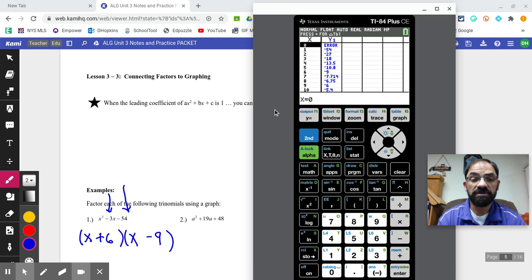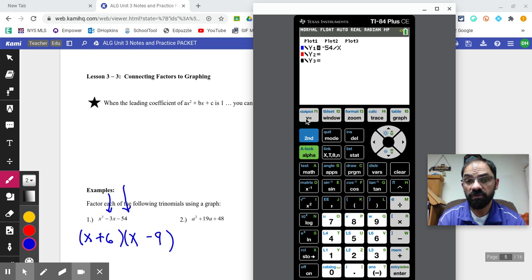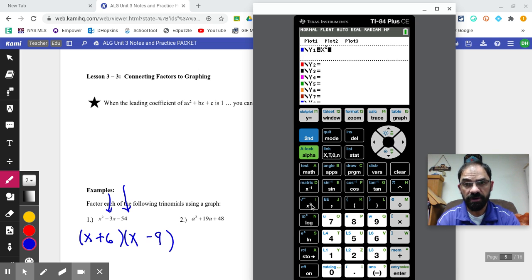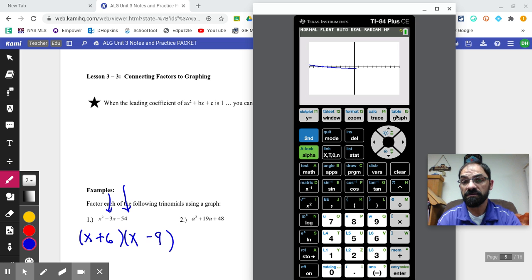So when it says, let's factor the trinomials using a graph, if I go to y equals and I type in the same trinomial, x squared minus 3x minus 54. Now, if I hit graph, there's the picture of my graph, and you can see that it will cross.